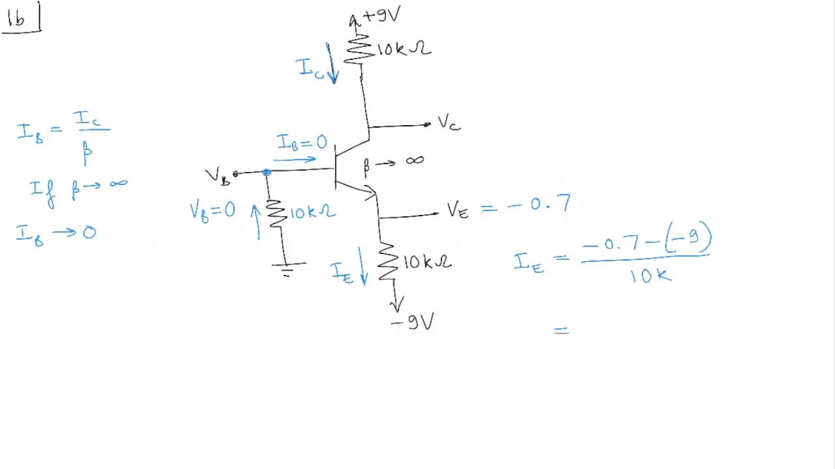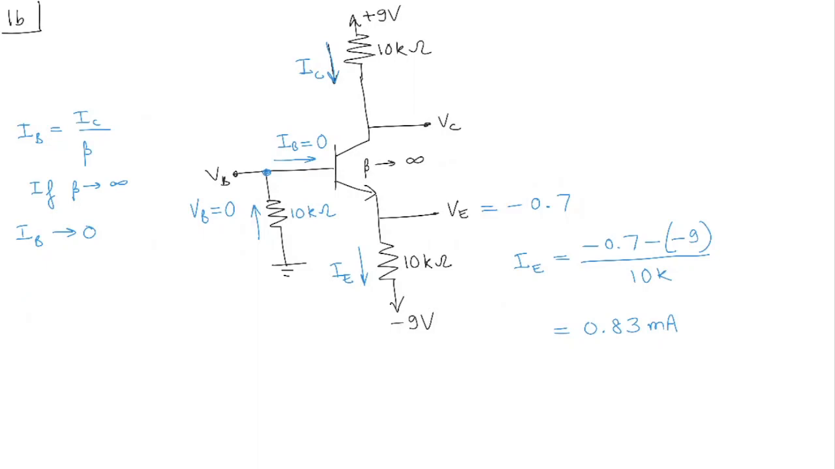And what does that turn out to be? So that turns out to be 8.3 milliamperes. Sorry, 0.83 milliamperes. That's 10k. So 0.83 milliamperes.